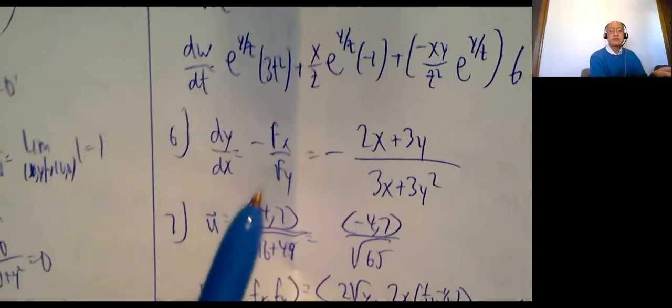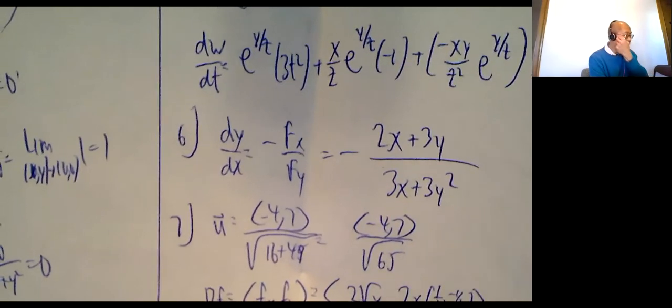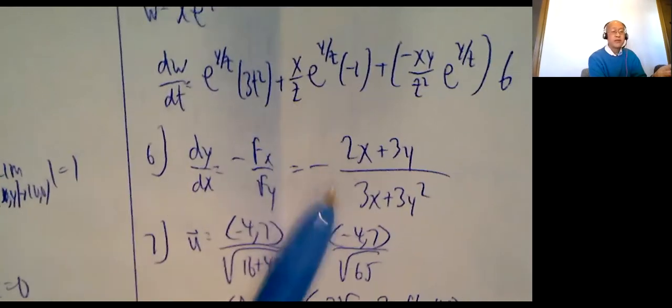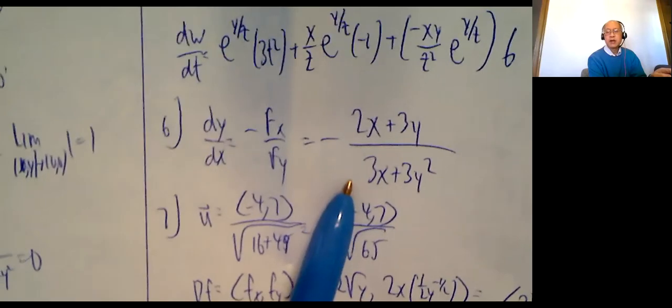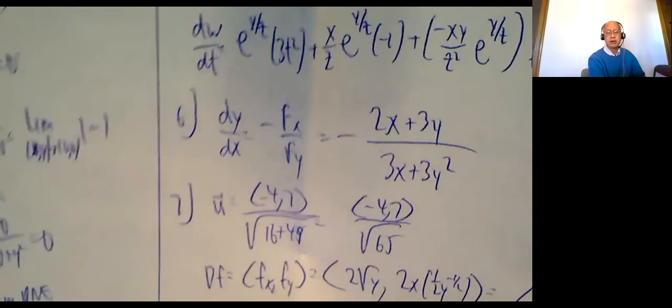Number 6, dy/dx by formula is negative fx over fy. So fx is 2x plus 3y. Fy is 3x plus 3y squared. That's all there is to it.